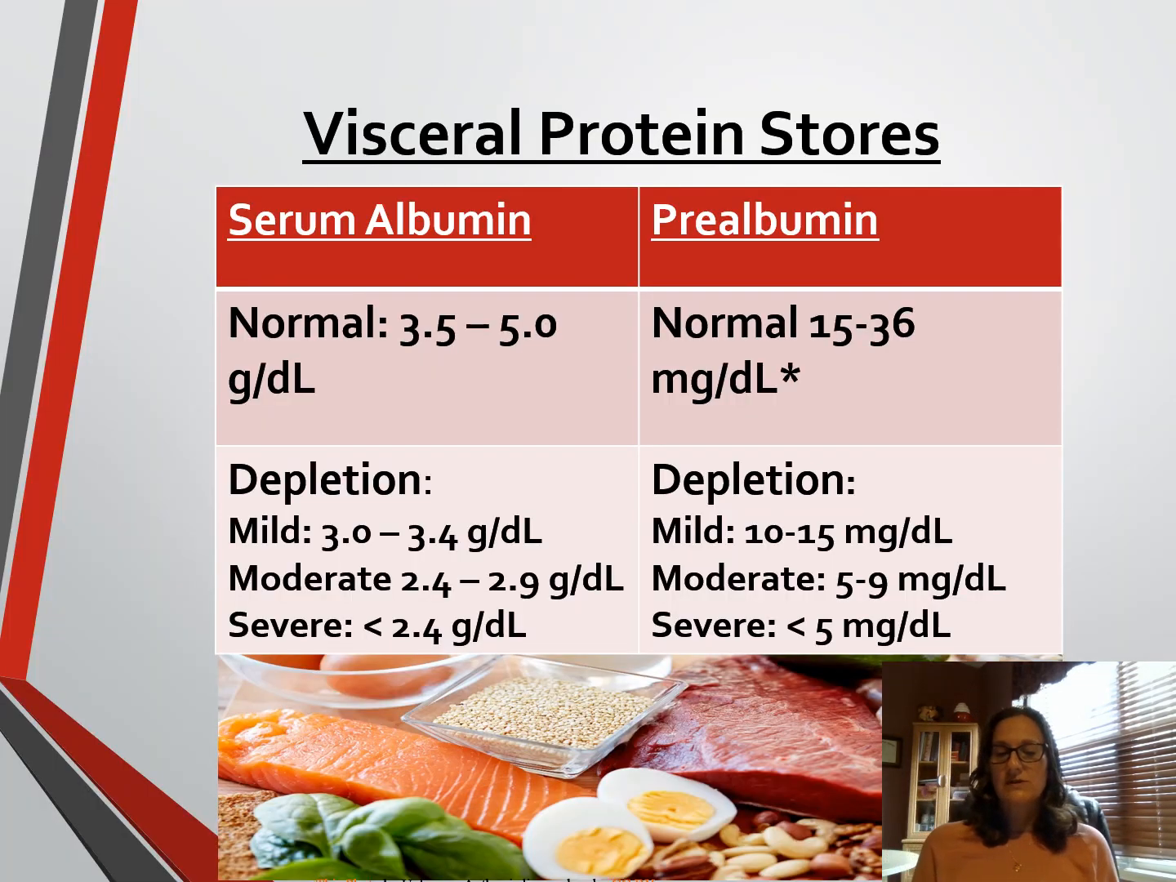Visceral protein stores are proteins in internal organs and blood, not in muscle, and they are an excellent indicator of nutrition status and immune function. Visceral protein stores are estimated through serum albumin and prealbumin. Serum albumin in the blood is the best indicator of long-term nutrition changes because it has a long half-life. So if a patient is in a skilled care center or nursing home, serum albumin is the best for long-term changes.